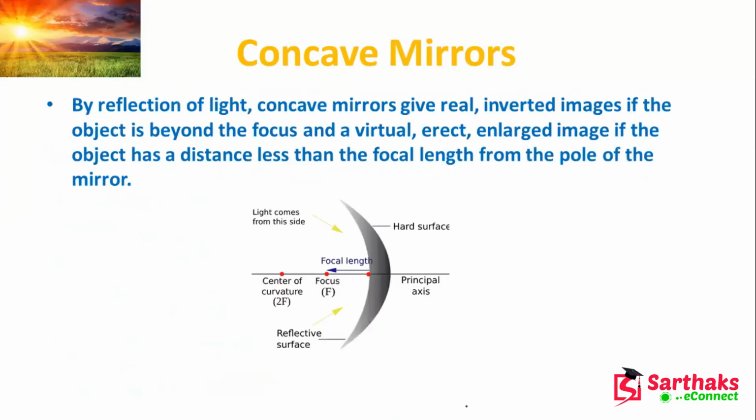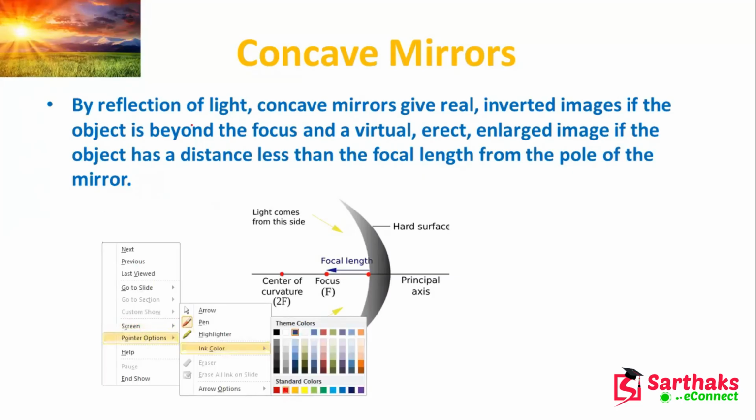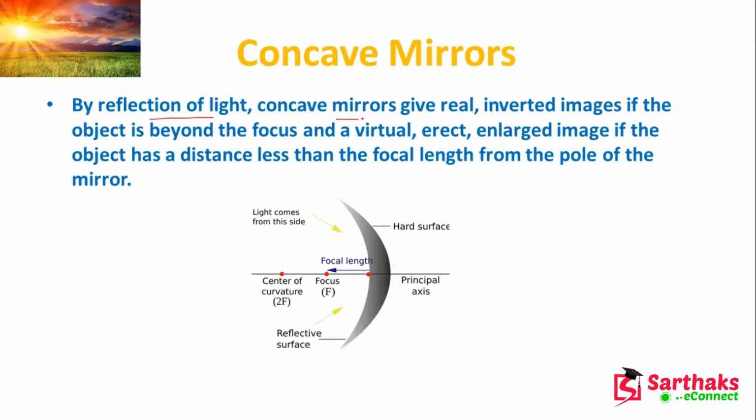Now the concave mirrors. By reflection of light, concave mirrors give real and inverted images if the object is beyond the focus, and a virtual, erect, enlarged image if the object is at a distance less than the focal length from the pole of the mirror.